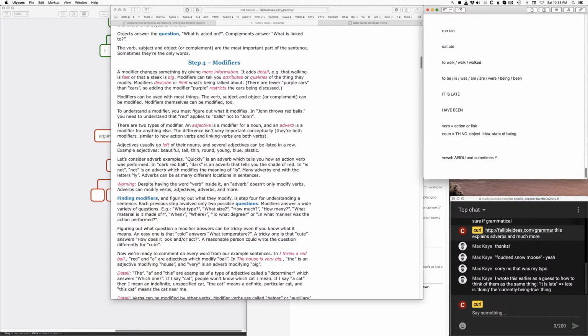So that is briefly nouns and verbs. We can practice nouns in a bit, but the next thing after that is modifiers. These are words that tell you more information about something, give more details. So like adverbs, adjectives.